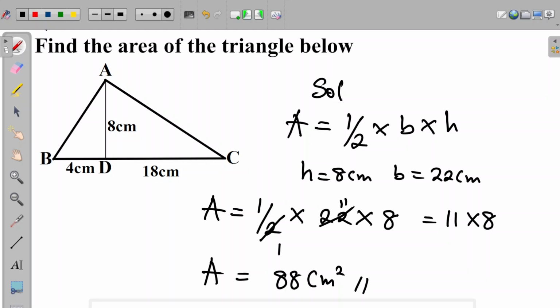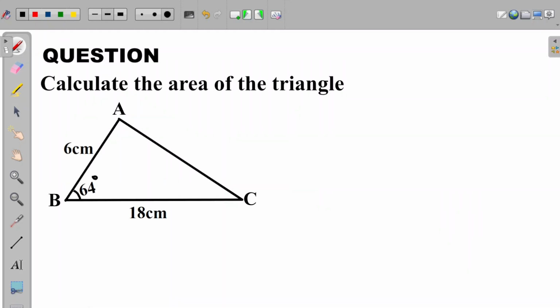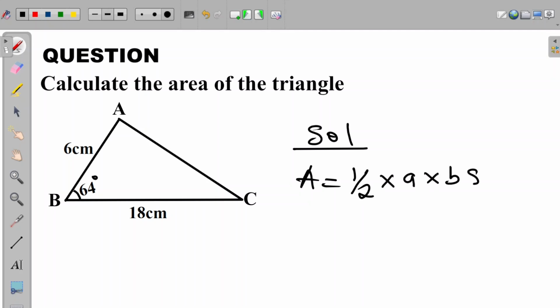Now, let's solve another example. The next question says, calculate the area of the triangle. We have a triangle given to us that has vertices A, B, C, and it has just 2 sides and is inclined by an angle. So recall that for a triangle that has just 2 sides, the area is given as 1 divided by 2 multiplied by a multiplied by b sine theta.